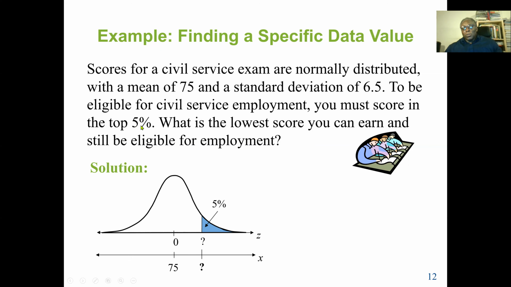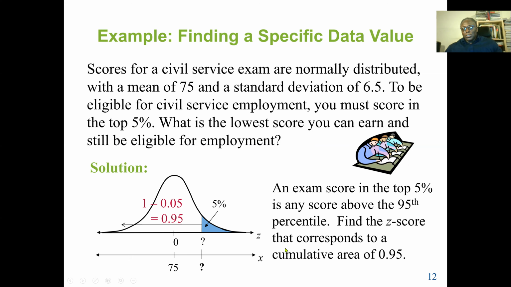We know we are in the top 5%, which means if I'm looking for the Z value, I'm going to use 95%. Top 5% means 5% to the right, so the remaining will be 95%, which is 0.95. That is the first thing we do. An exam score in the top 5% is any score above the 95th percentile. So we find a z-score that corresponds to a cumulative area of 0.95.